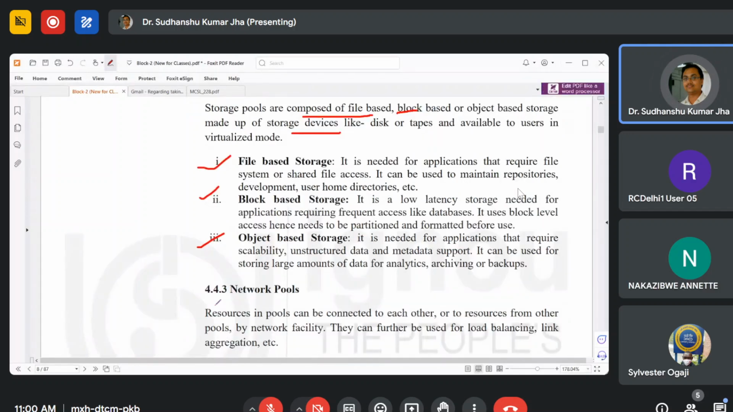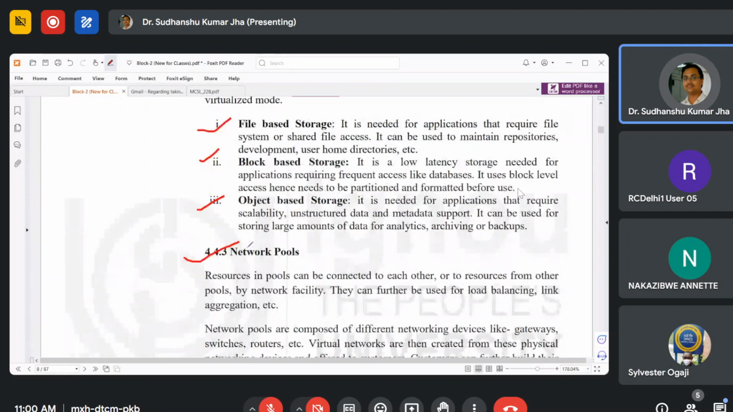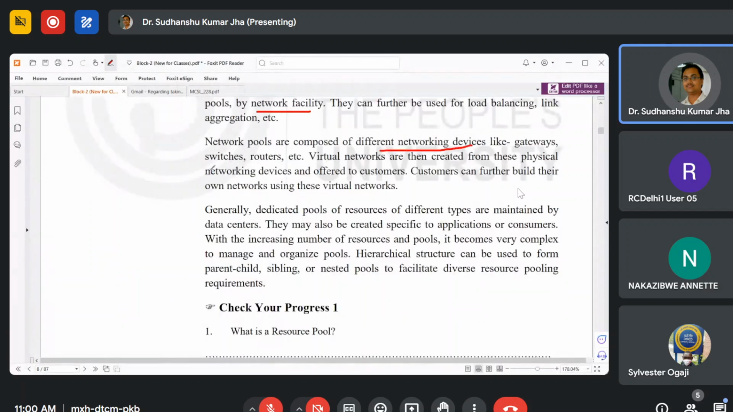We talk about the network pools. Resources in the pools can be connected to each other or to resources from other pools by the network facility. In that way, network pools are composed of different networking devices like your gateway, switches, router, etc. And VMs are then created from the physical networking devices and offered to the particular customer. Customer can further build their own network using these virtual networks. So whatever the network resources are there, that is being virtualized and allocated to the particular customer as per their demand.